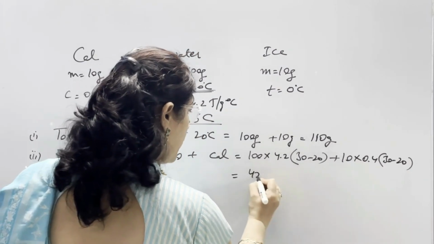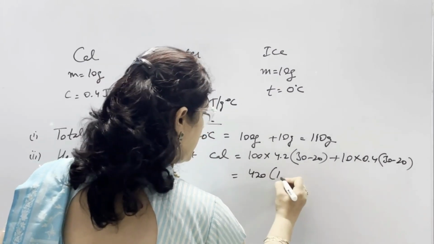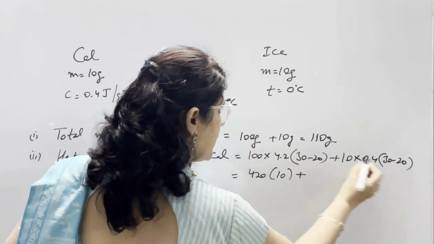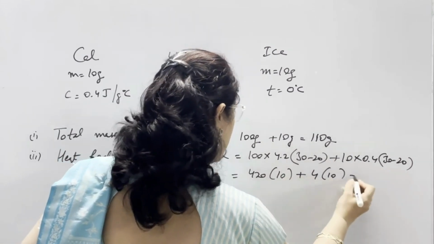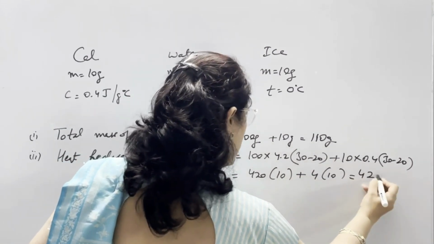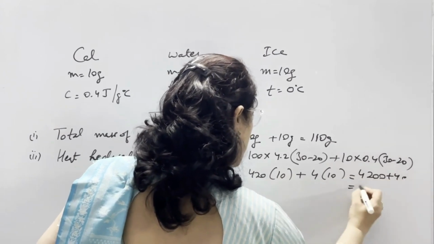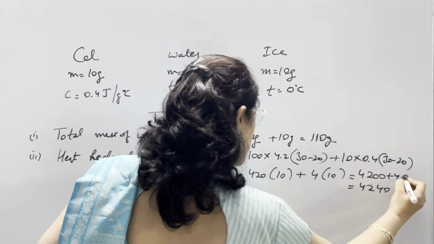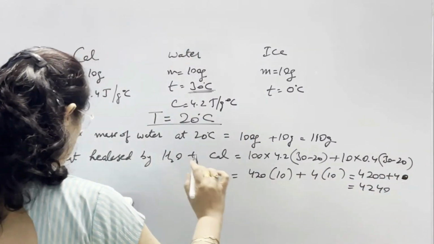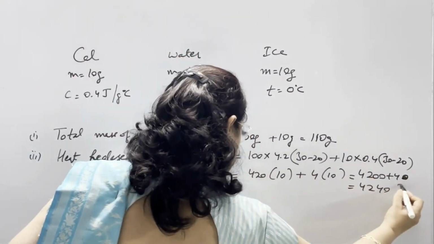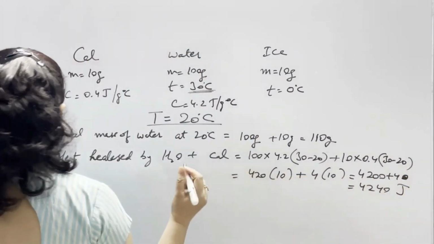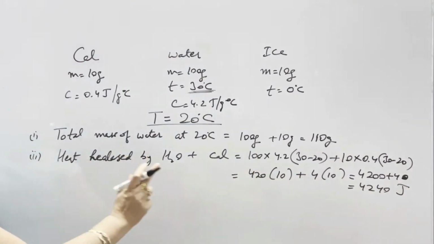This is 420 and then 30 minus 20 is 10. Then this is 4 and then 10. It means 4200 plus 40, 4240. This is the heat energy released. Its unit is joule. So 4240 joule is the total amount of heat released by water and then calorimeter.